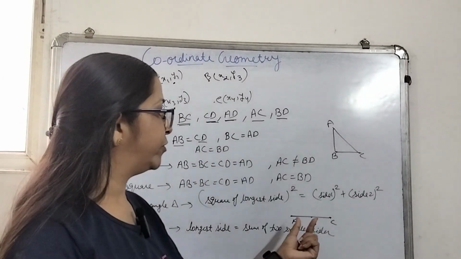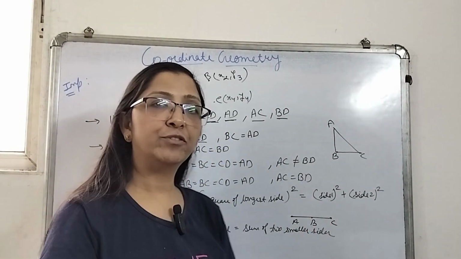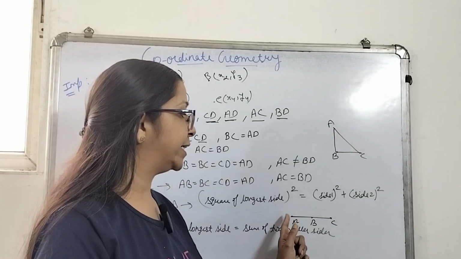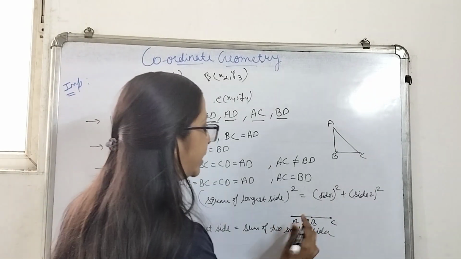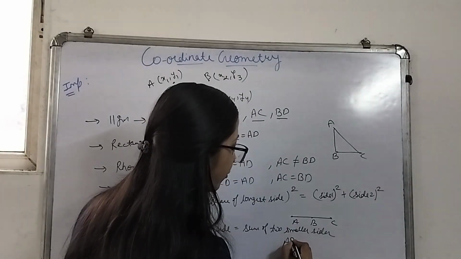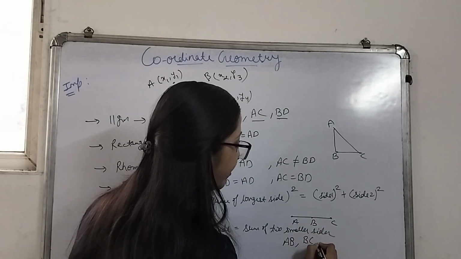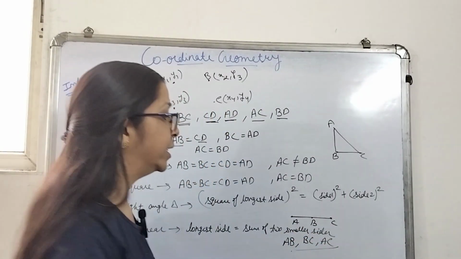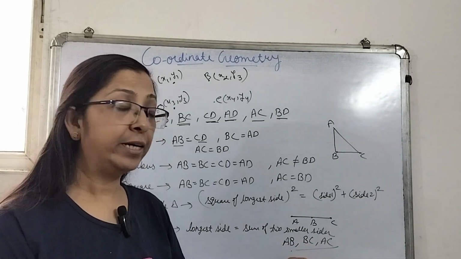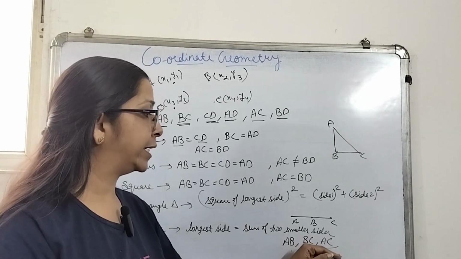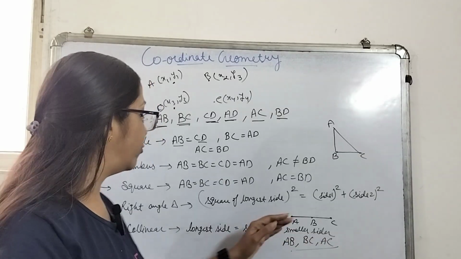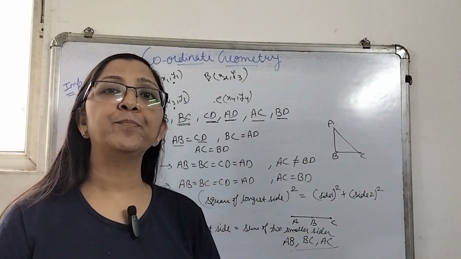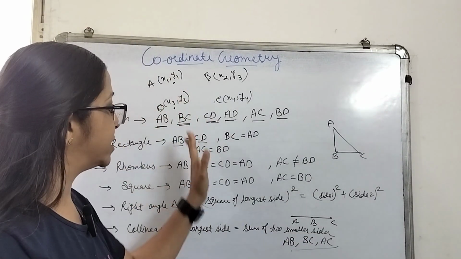That means for this we have coordinates of 3 points. Suppose one coordinate is of A, another is B, another is C. So we will be finding the length AB, the length BC, and the length AC. These 3 lengths we will be finding, and if the longest side is equivalent to the sum of the 2 smaller sides, then we will say that the 3 points are collinear. So these are some specific conditions.